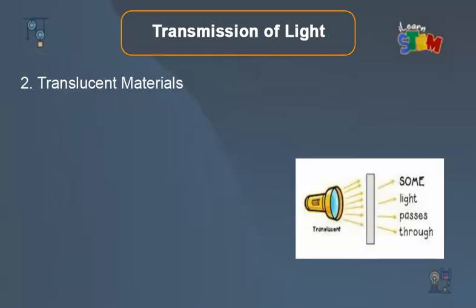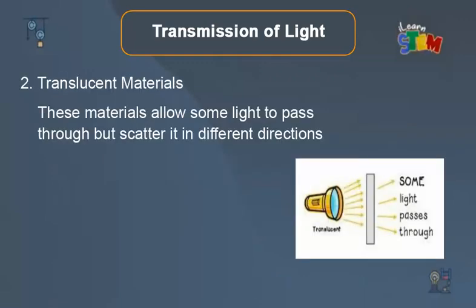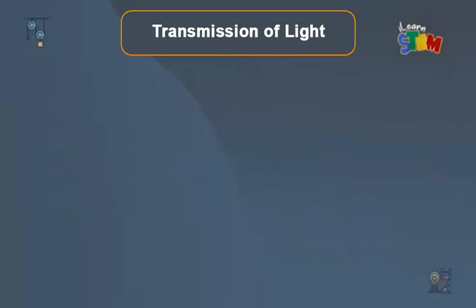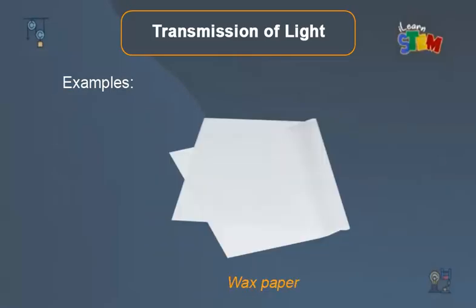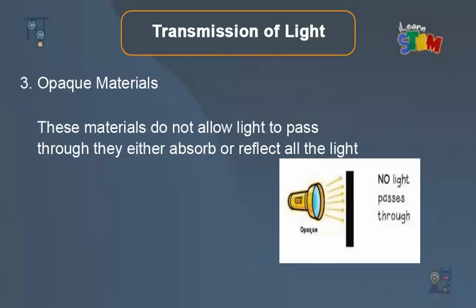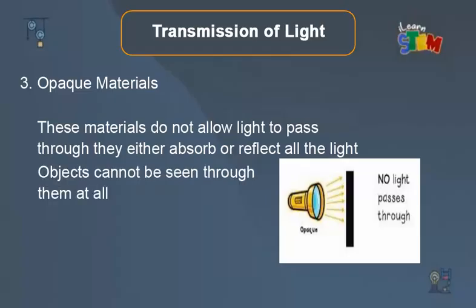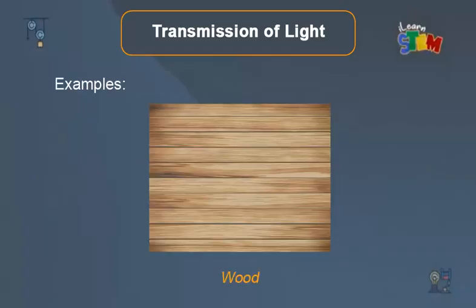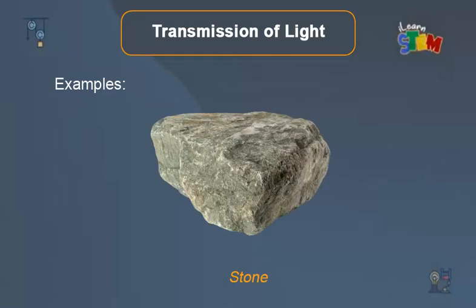2. Translucent materials. These materials allow some light to pass through, but scatter it in different directions. Objects appear blurry, or unclear, when seen through them. Examples: frosted glass and wax paper. 3. Opaque materials. These materials do not allow light to pass through; they either absorb or reflect all the light. Objects cannot be seen through them at all. Examples: wood, metal, and stone.